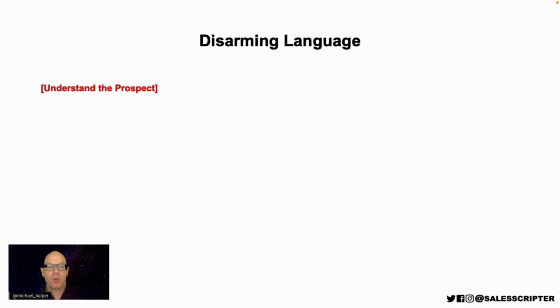The first thing that we want to do to disarm the prospect is, we've already talked about understanding the prospect in order to improve our objection handling. Well, we can actually let the prospect know that we understand them, and we can do that by saying, I understand. So anytime a prospect gives you an objection response, the first thing you can say as your response is, I understand.